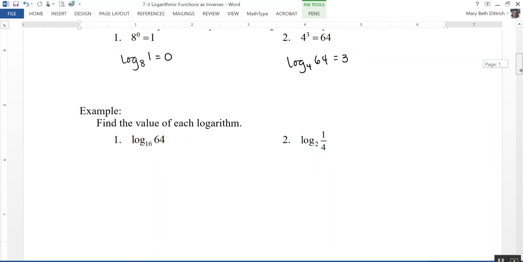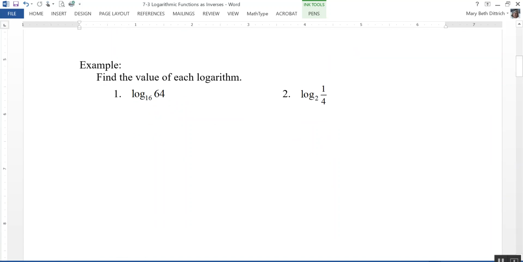Let's take a look at a couple logarithms here that we need to solve. This says find the value of each logarithm. Log base 16 of 64. Well, the first thing I'm going to do is turn that into an equation. Log base 16 of 64 equals x. Now I'm going to go the other direction and write this logarithmic equation as an exponential equation. So 16 to the x equals 64. Now in order to solve this, I'm going to write each of my bases in as small a base as possible. I know that 16 is 2 to the 4th, so 16 to the x is 2 to the 4th to the x, and 64 is 2 to the 6th.